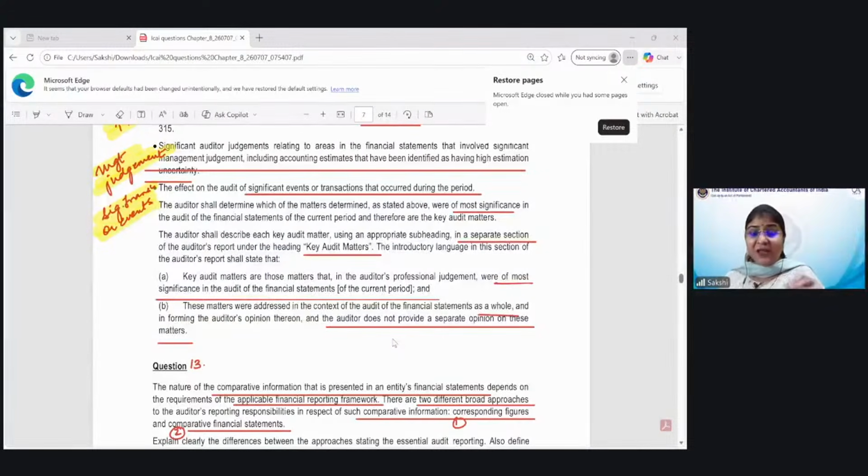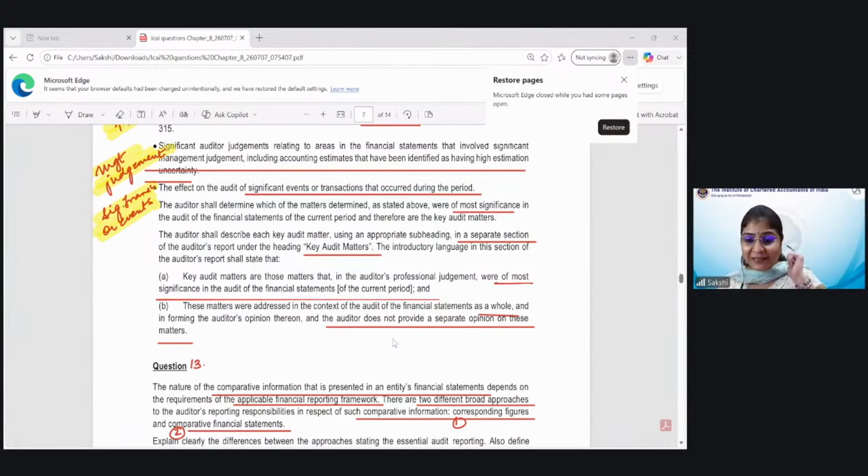Here he is saying that the auditor does not provide a separate opinion on these key audit matters. His opinion remains to be either qualified or adverse or disclaimer or unmodified also. Could be any. But he's saying he is not giving any separate opinion. His opinion is same. One opinion he holds for the entire audit report. But this key audit matter was important for him to mention there.